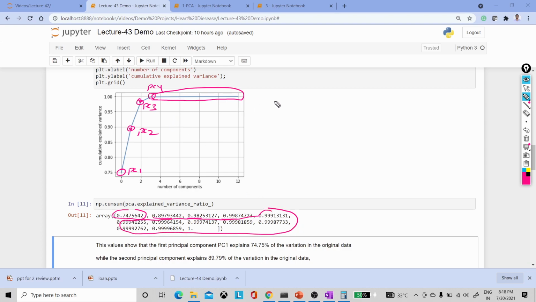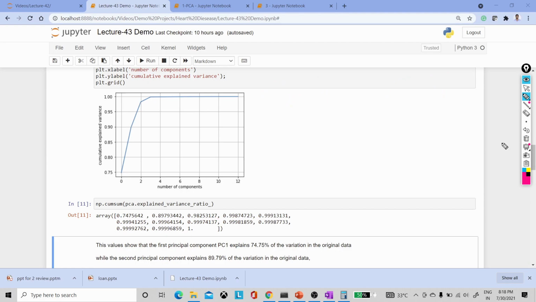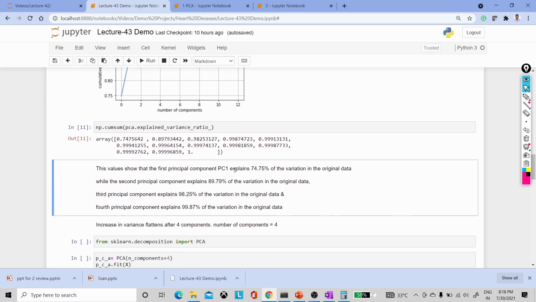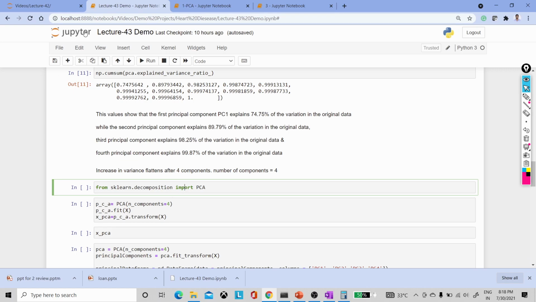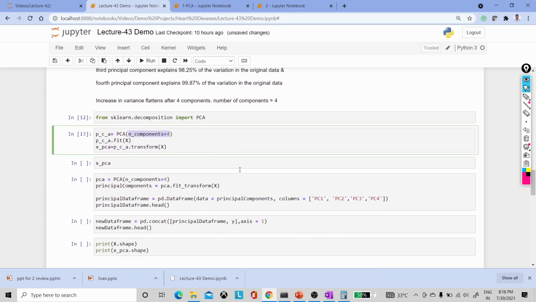That's why we need to select 4 components out of the 13 features. The information of 13 features can be reduced into 4 components. Through this graph we can understand how many components we have to consider to fit our model. So that's why I am taking the number of components equal to 4.